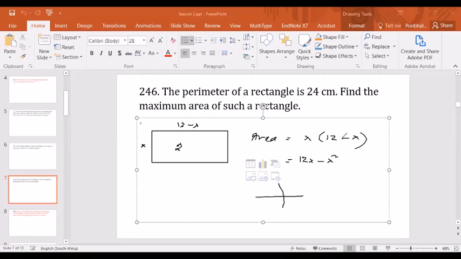The roots, the x-intercepts, are 0 and 12. That's where the parabola intersects the axis. And it's got a maximum value because you've got a minus sign in front of this, so it comes down like this. So you want to find the maximum value of this.